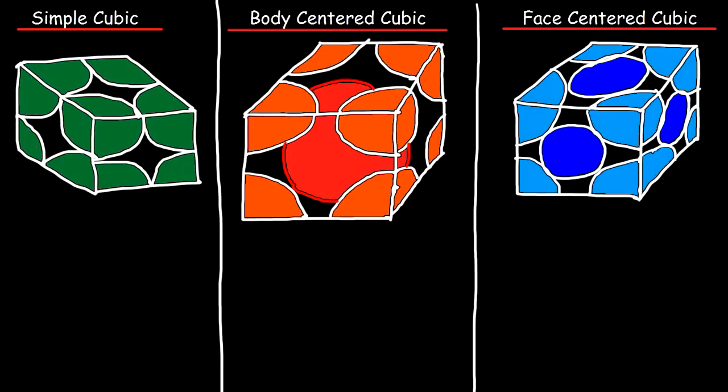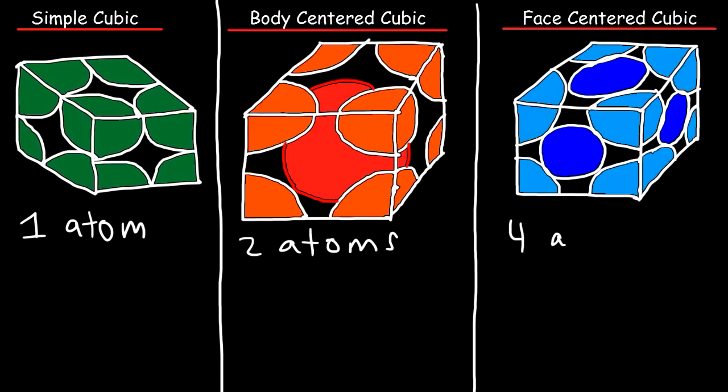And for the simple cubic structure, within one unit cell, there's only one atom. For the body-centered structure, you have 2 atoms per unit cell. And for the face-centered cubic structure, there are 4 atoms per unit cell.